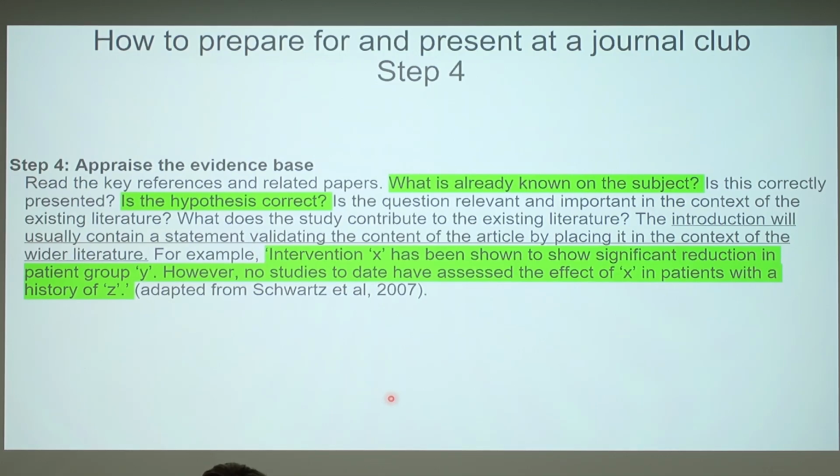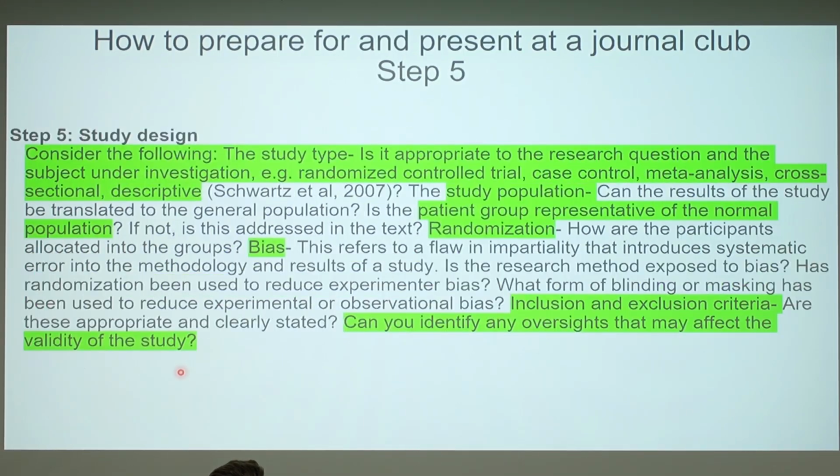So the authors will say, intervention X has been shown to show significant reduction in patient group Y. However, no studies have assessed the effect of intervention X in patient group Z. And so again, this is where you're using a drug for a different condition, or you're using a method that's commonly used in one type of research in another type of research. You're setting the stage for why this study is so important.